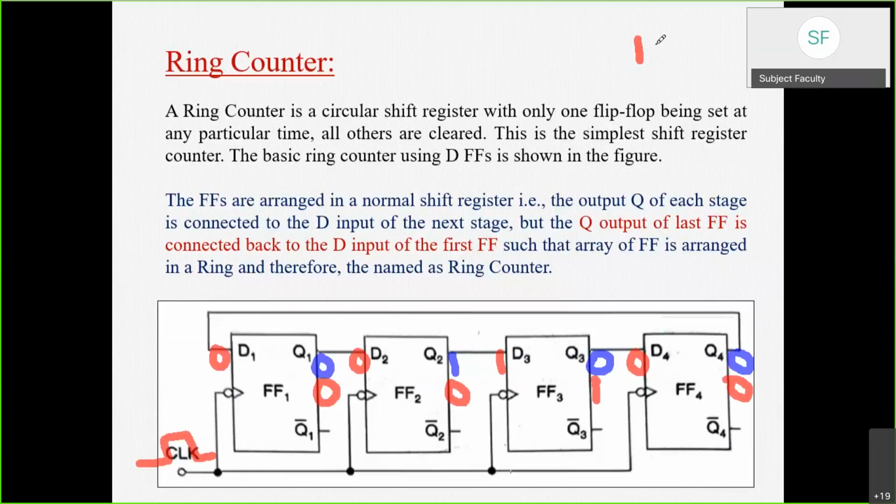So initially our count was 1, 0, 0, 0. After the application of the first clock pulse, what happened? This 1 has been shifted to the right position.